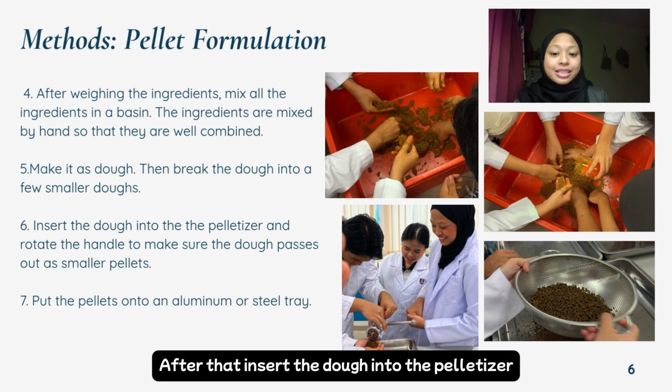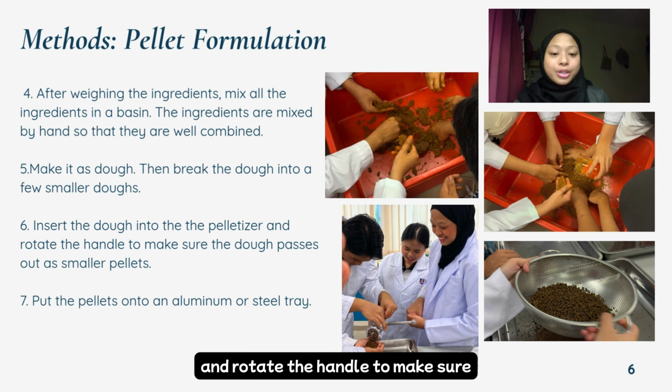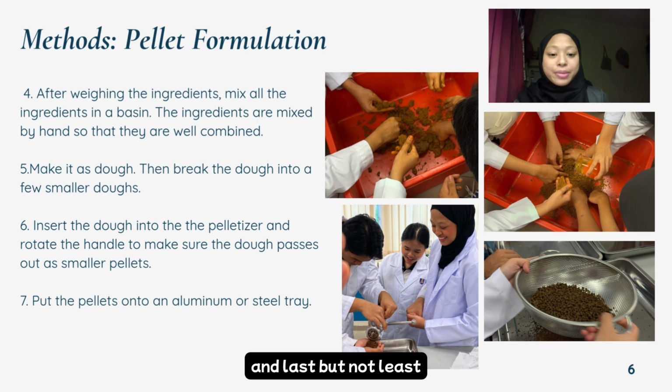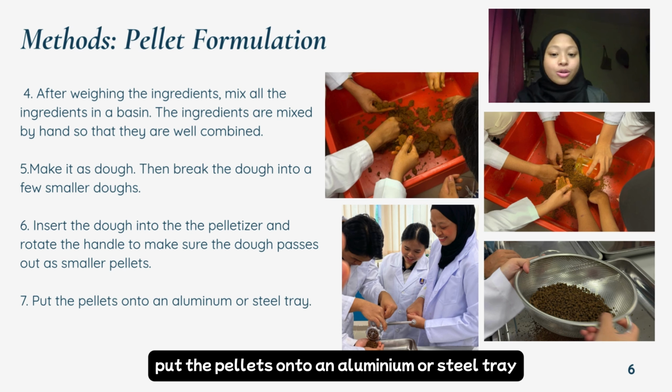After that, insert the dough into the pelletizer and rotate the handle to make sure the dough passes out as smaller pellets. And last but not least, put the pellets onto an aluminium or steel tray.